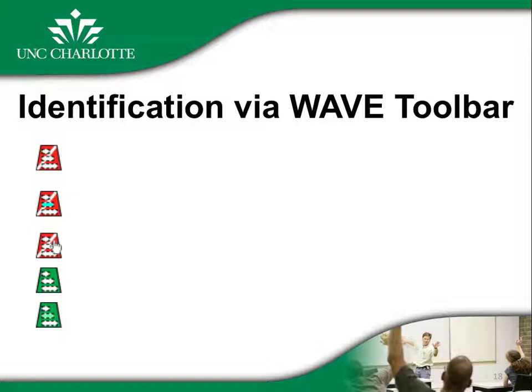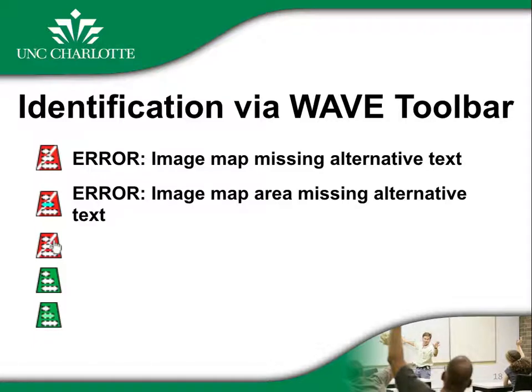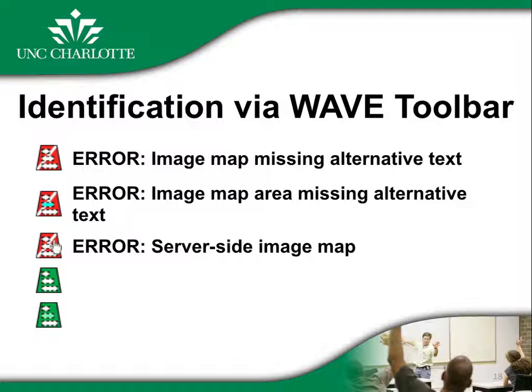Here are the 5 WAVE icons to look for that will tell you if a course or web page has an image map. The first, error, image map missing alternative text, and the second, error, image map area missing alternative text, definitely need remediation. The third, error, server-side image map, we will look at in just a moment.